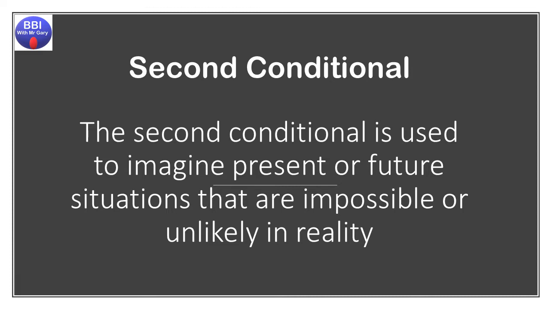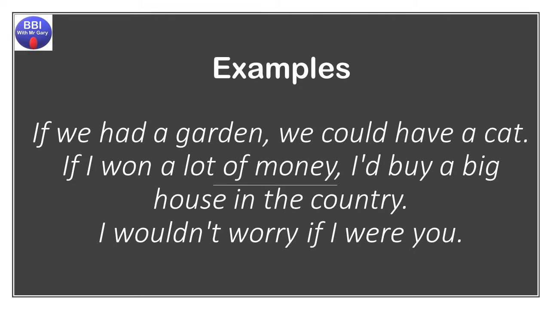The second conditional is used to imagine present or future situations that are impossible or unlikely in reality. So think of conditions now that are unlikely or impossible, or future conditions that are unlikely or impossible. Let's look at some examples.